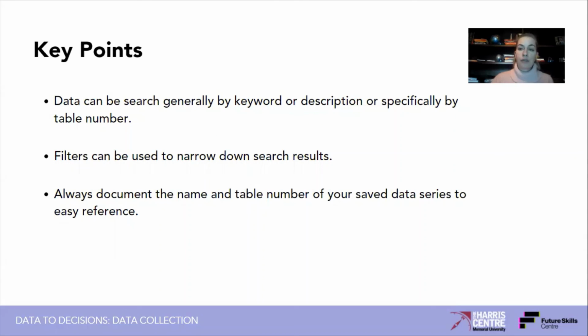And the filters are a really useful tool for narrowing down your search results, because as you saw, if you put in a pretty general term like population or GDP or household, something like that, you're going to literally get back thousands of search results. So using those filters is a good way to narrow down those results. And finally, once you have copied or downloaded the data from StatsCan, it's always important to document the table name, the table number, for easy reference for either you or someone else to go back and find that data later.